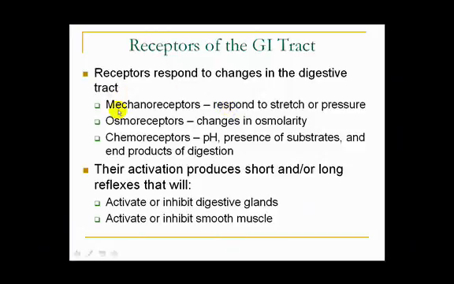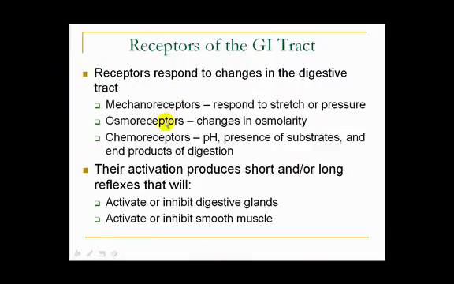And so some of the receptors that you have in your digestive tract are mechanoreceptors, so they respond to stretch or pressure. So putting food into your mouth, you have pressure receptors that detect it, and it triggers saliva to be produced. Okay, we'll talk a lot about these reflexes as we go, but right now I'm just giving you an example. Or stretch, when food enters into the stomach, you have stretch receptors that detect that.